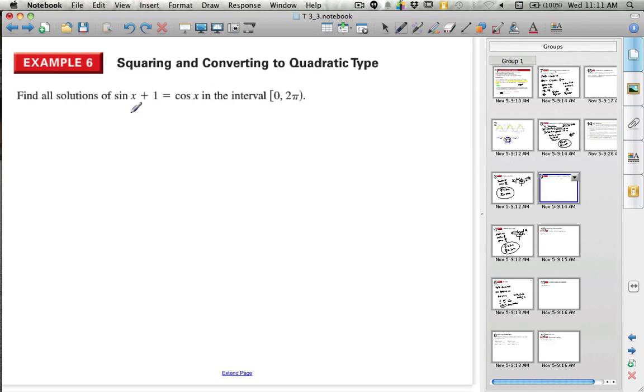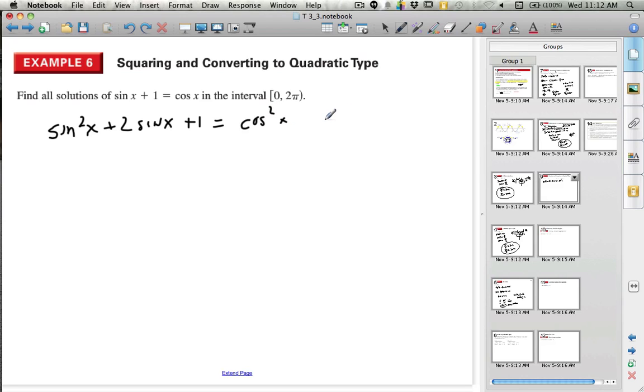So if we take a look at this one, it's a little complicated because I've got sine of x plus 1 is equal to cosine of x, and I don't have any method of simplifying the sine and cosine like that. So what we're suggesting at this point is to make it a quadratic by squaring both sides. If I square sine of x plus 1, I'll get sine squared x plus 2 sine x plus 1 equal to cosine squared x.